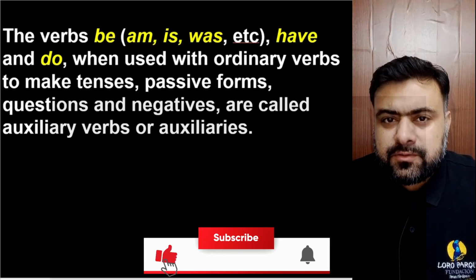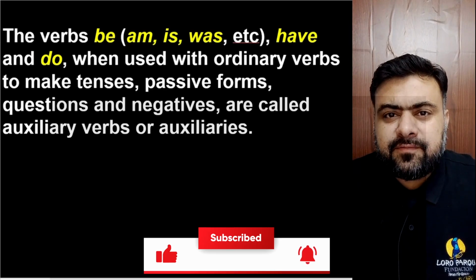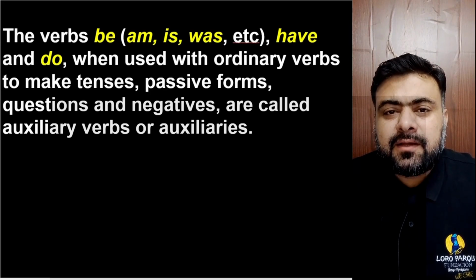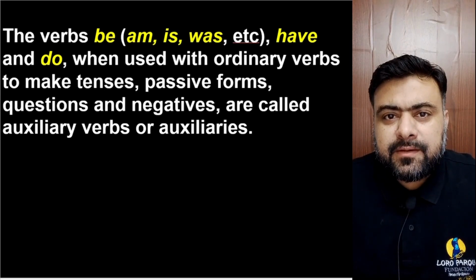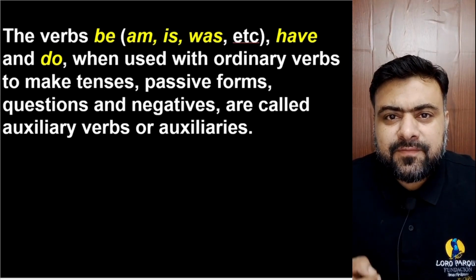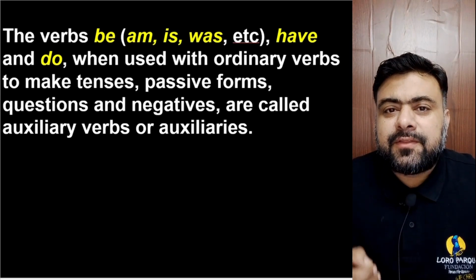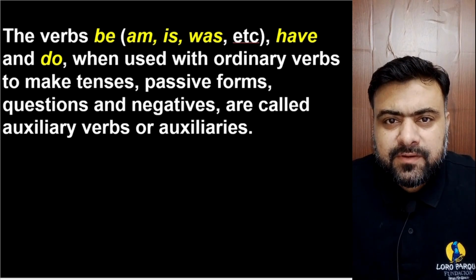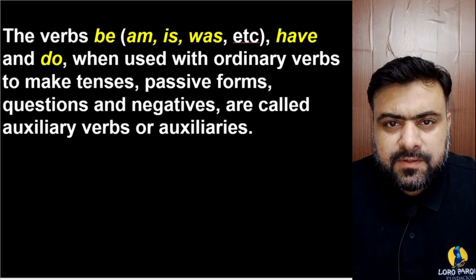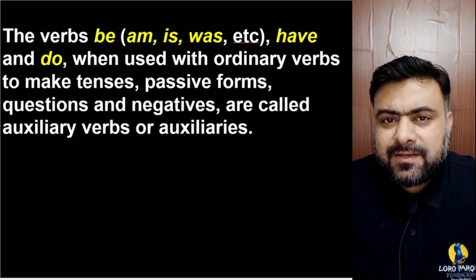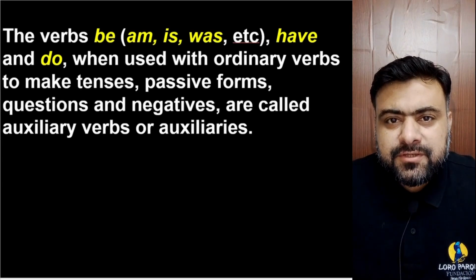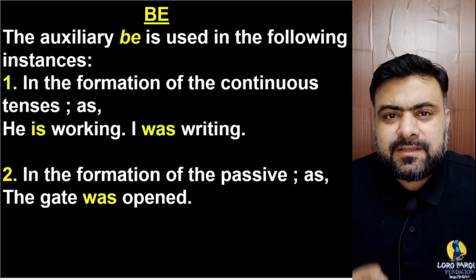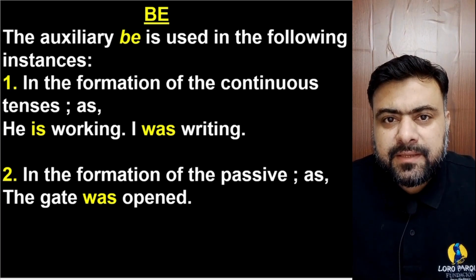So, what is an auxiliary verb? Auxiliary verb is that verb that is used with an ordinary verb to make different kinds of sentences, different kinds of structures. The auxiliary verbs are used with ordinary verbs to form the sentences of tenses, of passives, of questions, and negatives. Let's first discuss the auxiliary verb be.